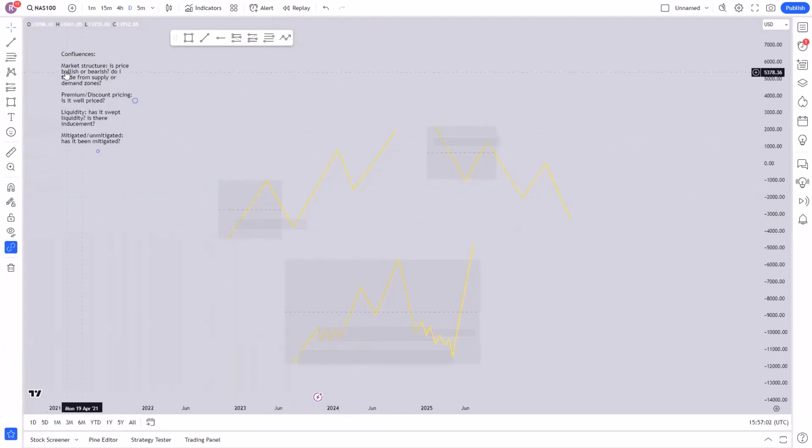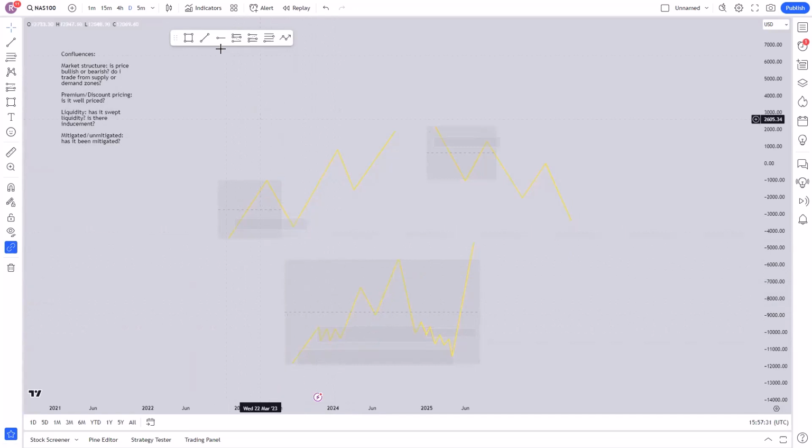Okay. So do we trade from supply zones or demand zones? We trade from demand zones. Okay, so we know that we have a completely unmitigated demand zone here. It's well priced because it's below the discount, below the 50% mark. Okay, so is it well priced? Yes. Liquidity. Has it swept liquidity? Is there inducement? So let's say you can imagine this whole movement within this leg on the lower time frame. Is there inducement? Yes.